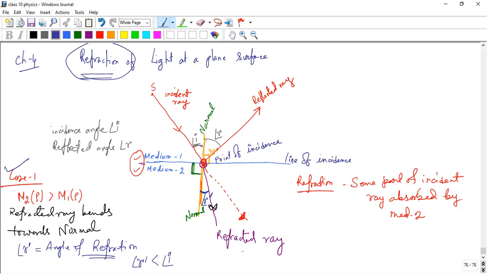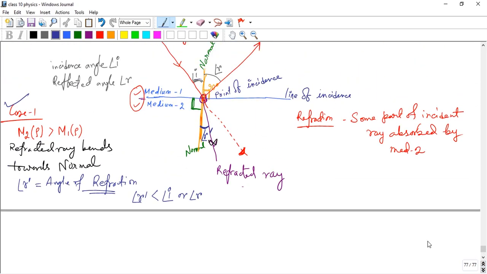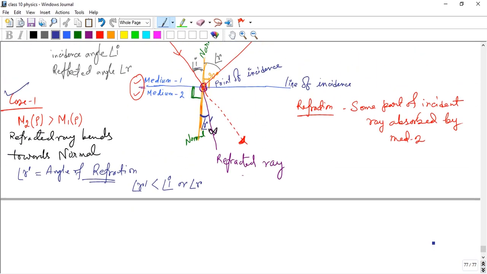And you know from the laws of reflection that the angle of incidence is always equal to the angle of reflection, also R. That is case number 1. Now another case, case number 2.